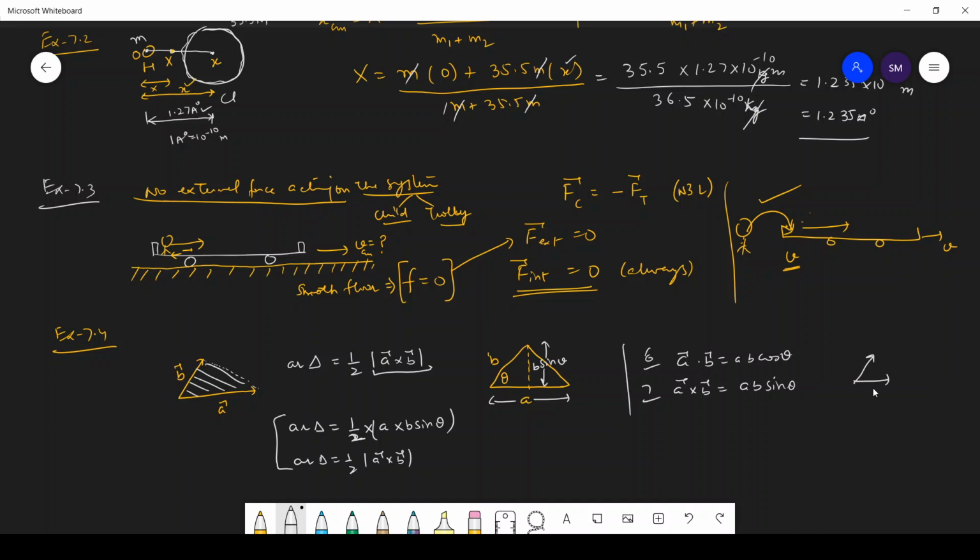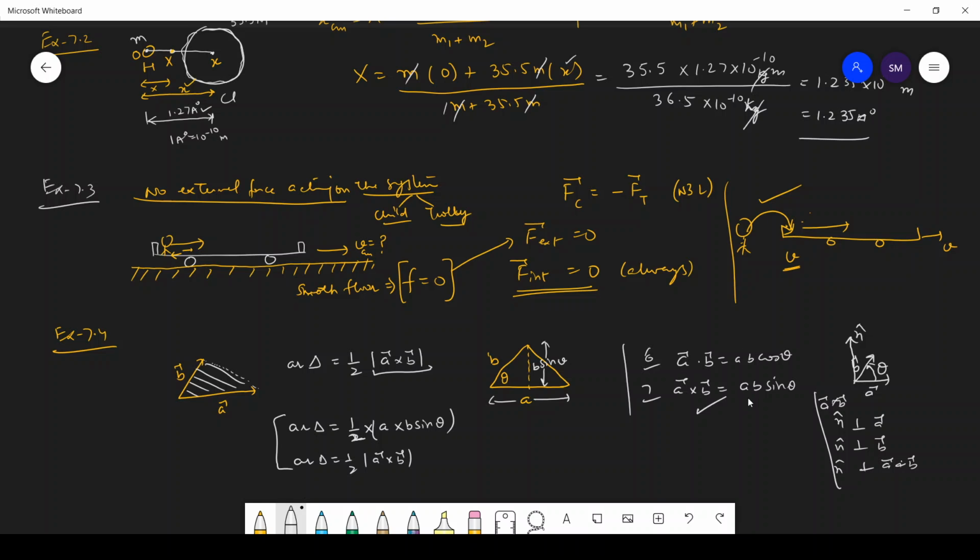So what will be the direction? Suppose this is A and this is B. Put the fingers of your right hand on A and move them towards B. The direction of the thumb gives you the direction. This N is perpendicular to A and perpendicular to B. This is the direction of the cross product, which is perpendicular to the plane containing A and B. Okay? So, vector product.